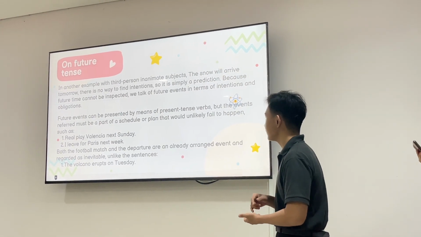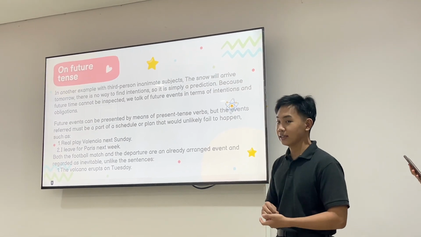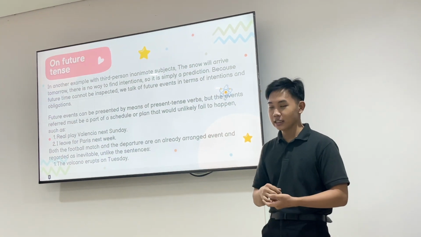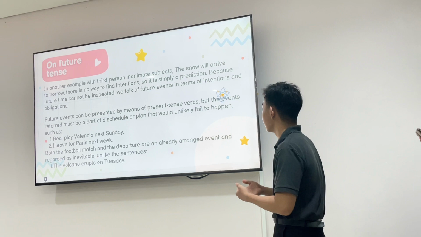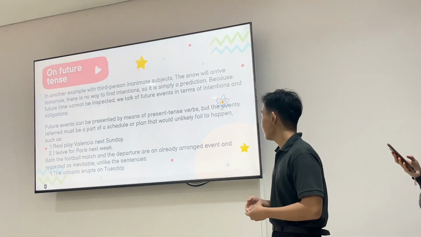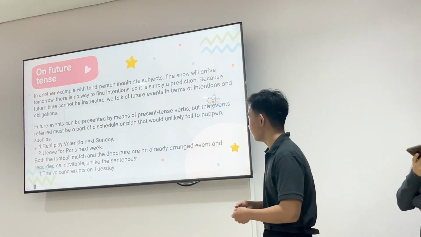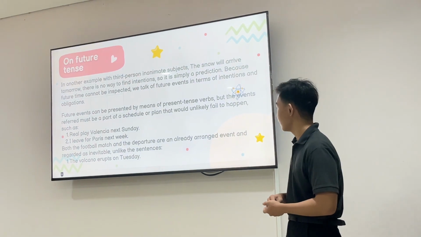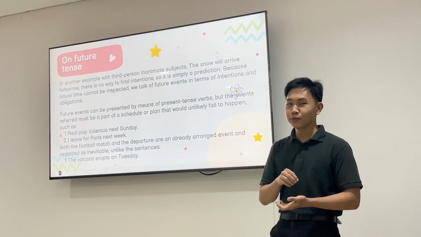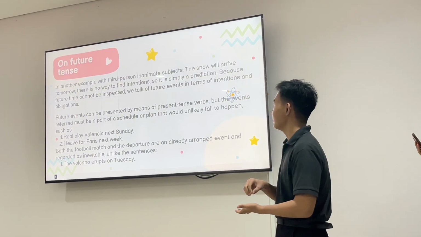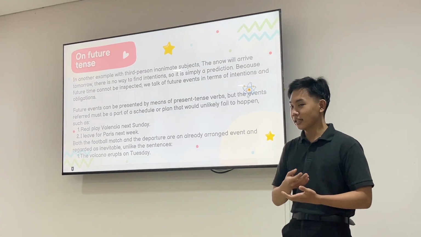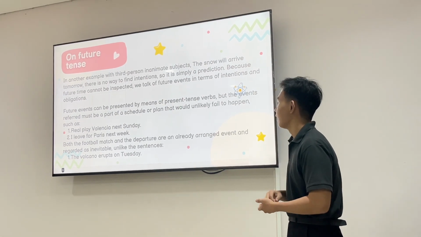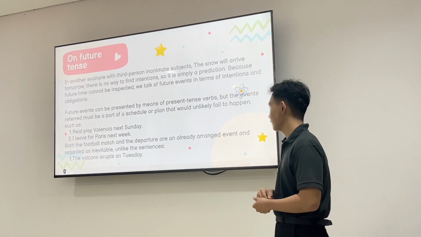Future events can be presented by means of the present tense verb. What does this mean? You can talk about future events while using the present tense. But the events referred to must be part of a schedule or plan that is unlikely to fail to happen. Something that you know for real will happen and you have been scheduling, like we play Valencia next Sunday or I'm leaving for Paris next week.